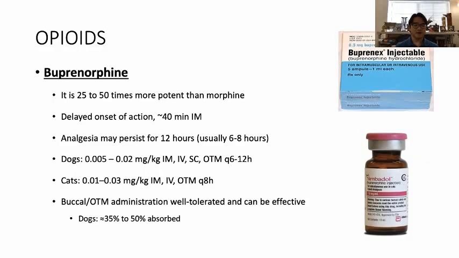For dogs, you give every 6 to 12 hours. For cats, you give every 8 hours. Although the new medication Simbadol has claimed that you can give once a day. Buccal or oral transmucosal route is well tolerated and can be effective, especially in cats. Maybe in dogs as well, because when you give buccal administration of buprenorphine in dogs, the bioavailability can be up to 50%.